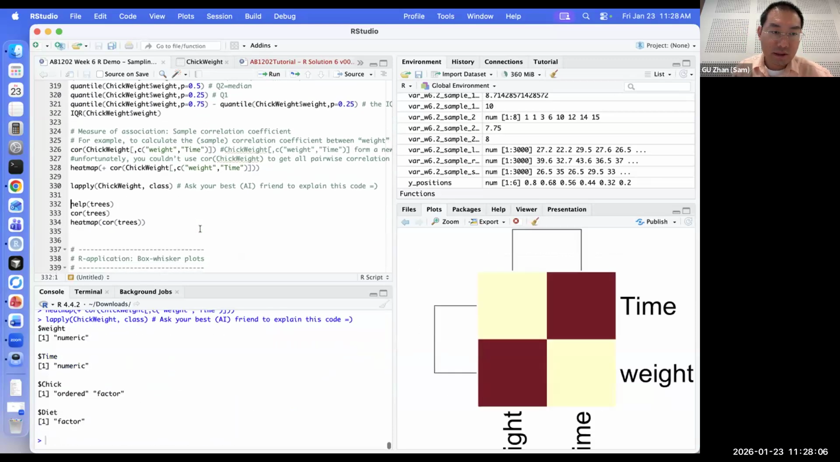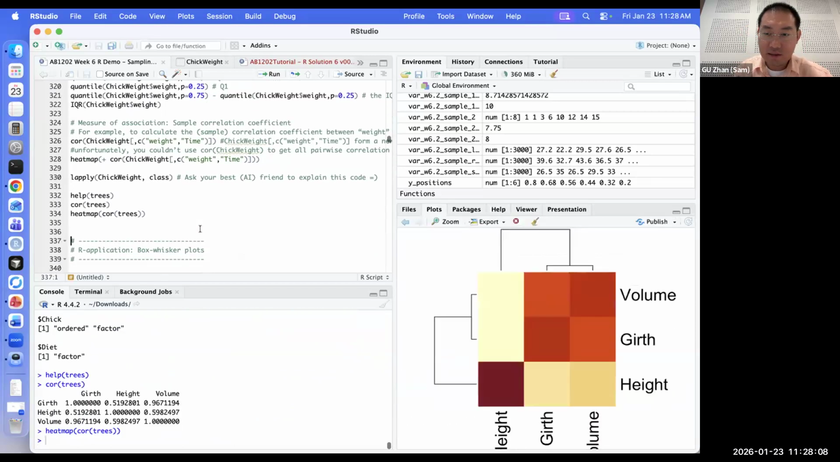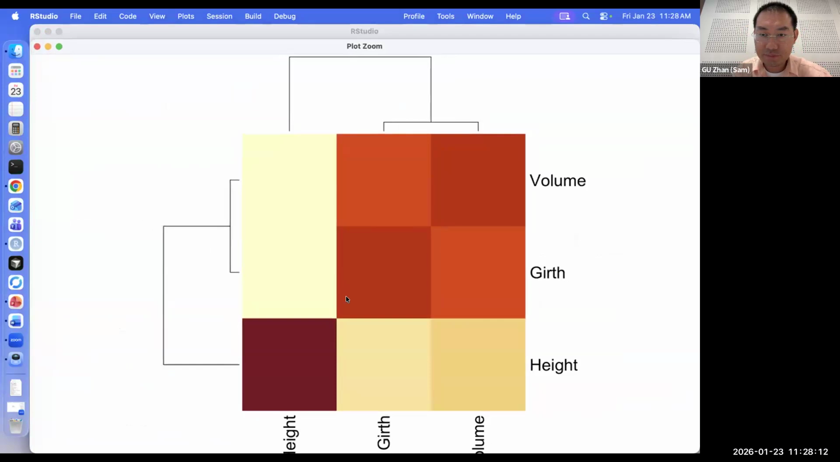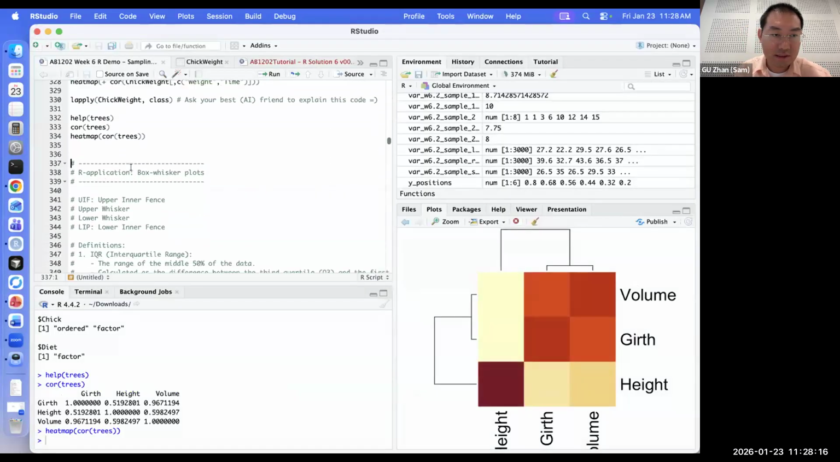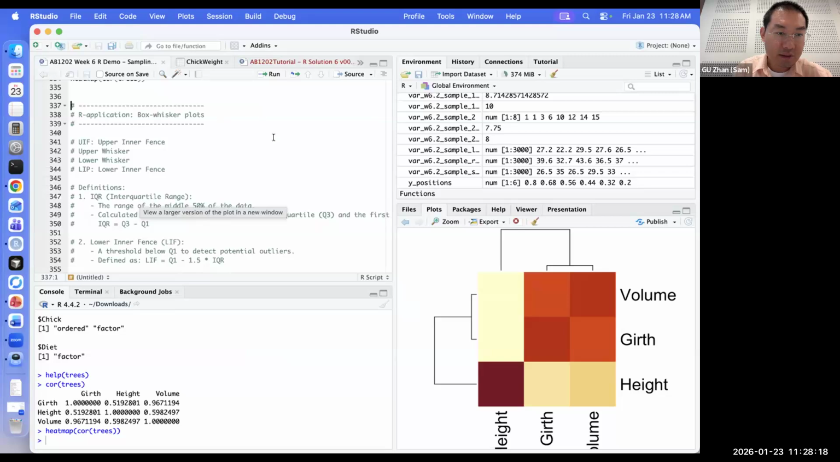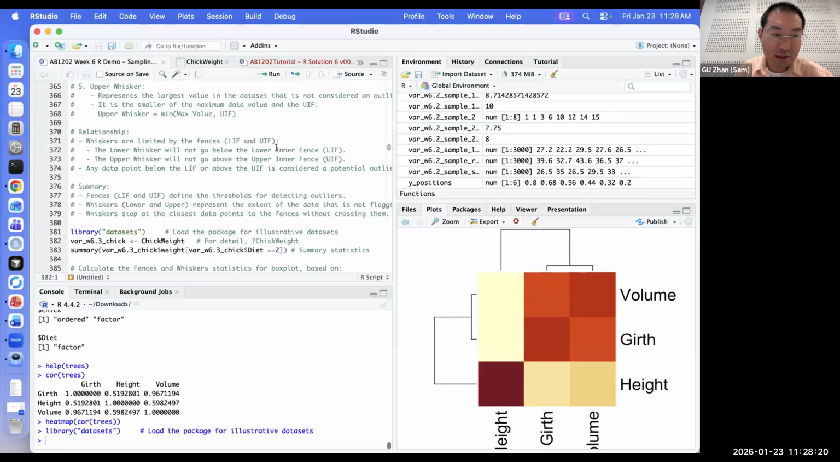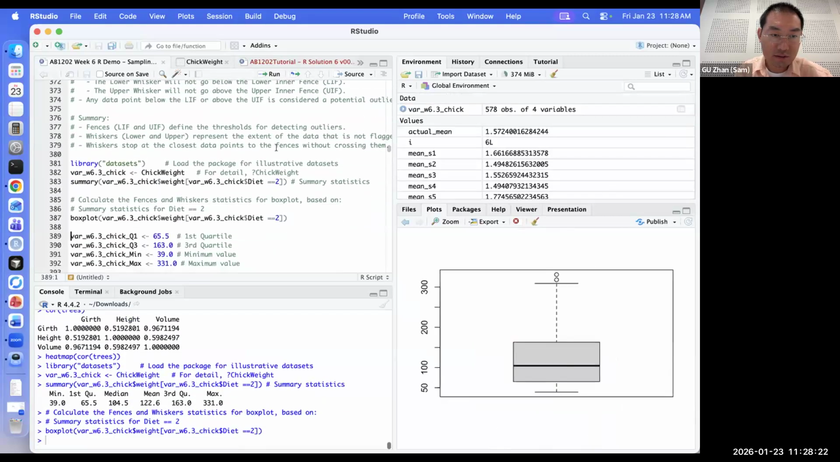Next is measure of association. These are the measures of association. Then there's a heat map. This is the example, our application with whiskers. So let's have a look at the whiskers.